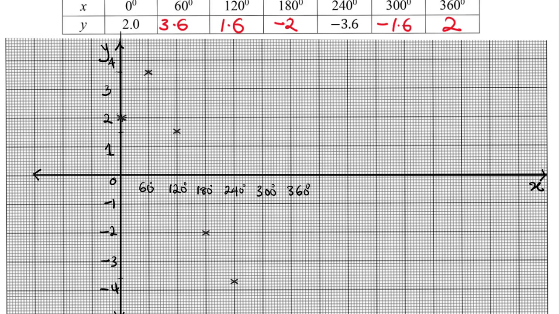The next is when x is 300, y is minus 1.6. Of course, this is 300 degrees here, and y is minus 1.6. That means you're going to count 6 boxes below minus 1. So it's going to be here. So we say when it is 300, y is minus 1.6. Of course, they are going to meet here. The last point, when x is 360, y is 2. Of course, this is our 360 degrees, right? And y is 2. So where is 2? This is 2. We're going to meet here, right?